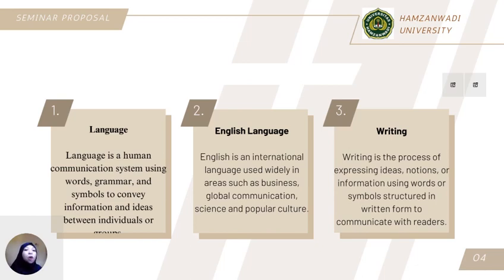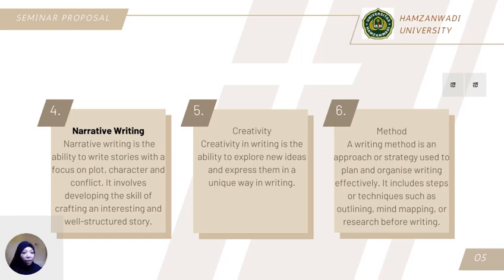What is writing? Writing is the process of expressing ideas, notions, or information using words or symbols structured in writing form to communicate with the readers. Next is narrative writing. Narrative writing is the ability to write stories with a focus on plot, character, and conflict, in novels involving the skill of crafting an interesting and well-structured story.